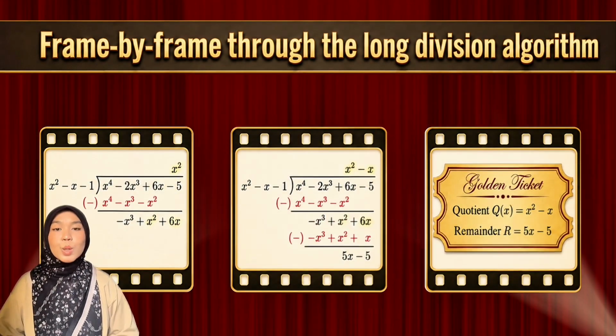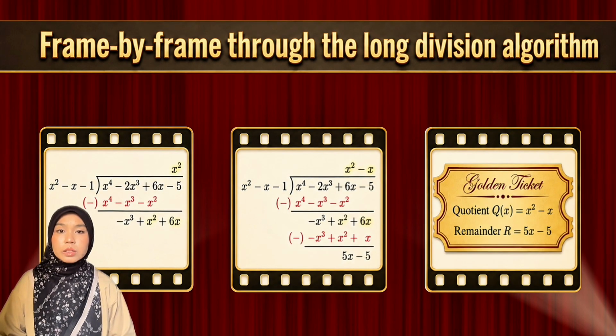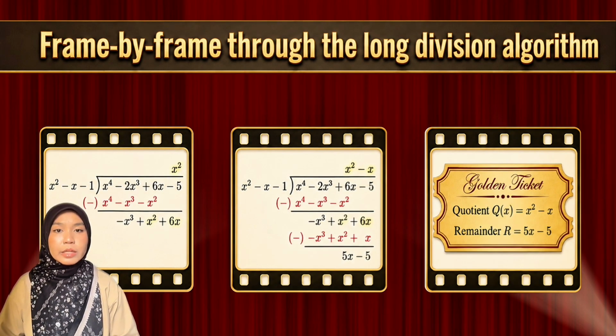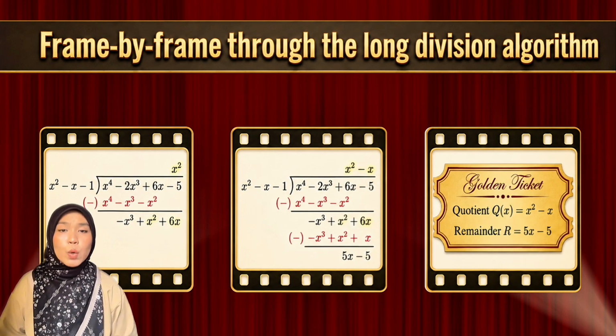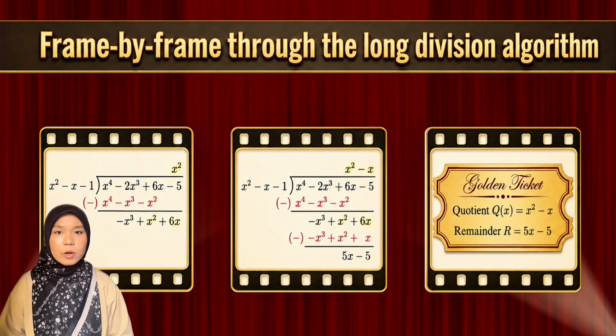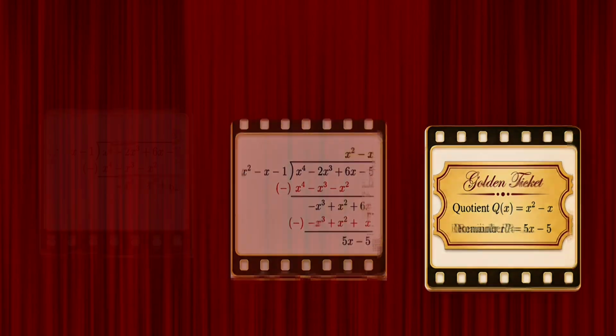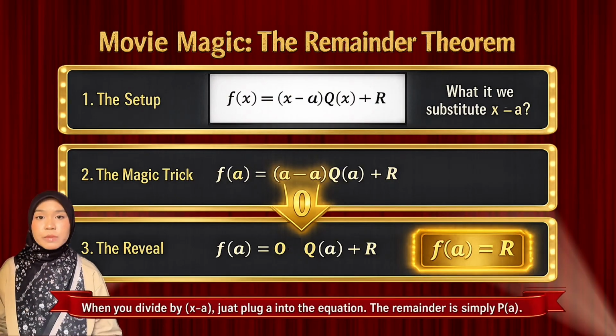Traditionally, we find the remainder using polynomial long division. Although this method is accurate, it requires several steps and calculations. As we can see, we repeatedly divide, multiply, subtract, and bring down terms until the process is complete. Because this method can be time-consuming, mathematicians developed a much faster approach using the remainder theorem. So we can see the movie magic.